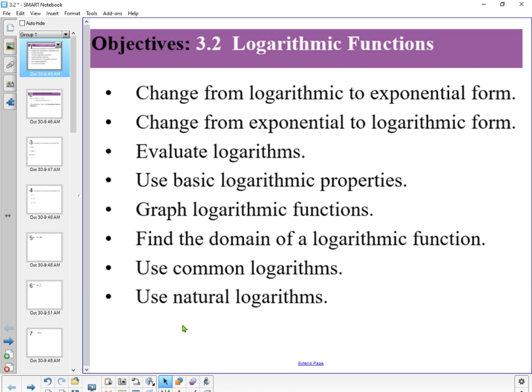Change logarithms from exponential form to logarithm form, and from logarithm to exponential. There's just places where the numbers need to go. We'll do some evaluation of some logarithms. I'll tell you exactly what they are, and then we'll do some basic logarithm properties, graph some logarithmic functions if we can, talk about domain and range, use common logarithms, and then natural logarithms. Cool? Any questions on any one of those? If you don't know what they are yet, that's okay, we're going to get to them. If you have questions at any point, please make sure that you ask them or forever be confused.